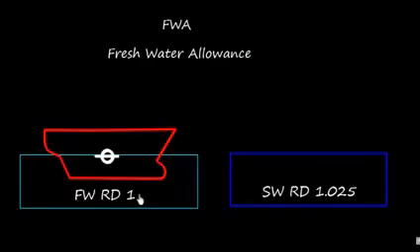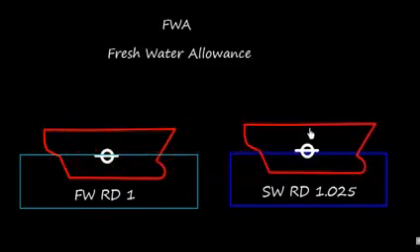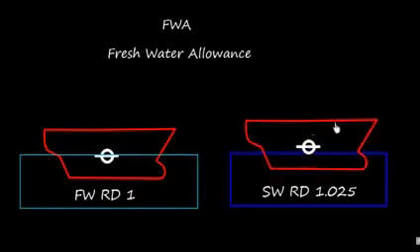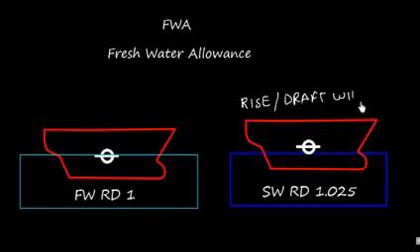Now we know that the salt water is much heavier, or much denser, than fresh water. So what happens if the vessel goes from fresh water to salt water? Well, the salt water is heavier or denser. It will support the vessel and the vessel will rise. So here the vessel will rise, or simply draft will decrease.